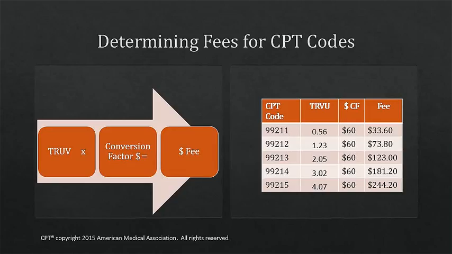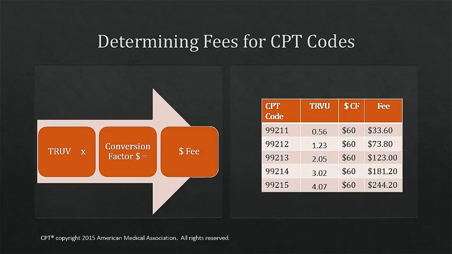Fees for CPT codes are determined by multiplying the total RVU assigned to the code by a monetary conversion factor decided on by the practice. There is not a set monetary conversion factor, but the practice should evaluate fair market value for the geographical area that services are being rendered in. If the practice is in a heavily populated area, the cost of doing business will also be higher.